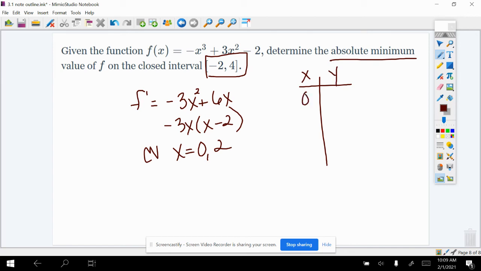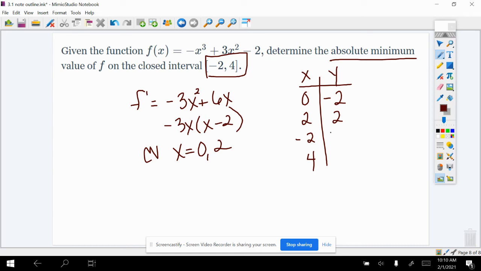So I want to see what happens at 0. I want to see what happens at 2. I also want to see what happens at -2 and 4. So if I put 0 into the original function, I get -2. I'm going to pull a calculator close just so I don't mess up my arithmetic. If I put a 2 in, I get -8 plus 3 times 2 squared. So that'd be plus 12 minus 2. I get 2. When I put -2 in, I get -8, so I get positive 8 plus 12 again, minus 2.